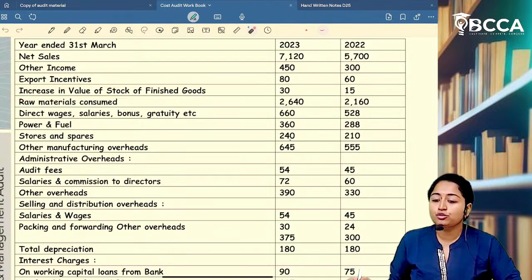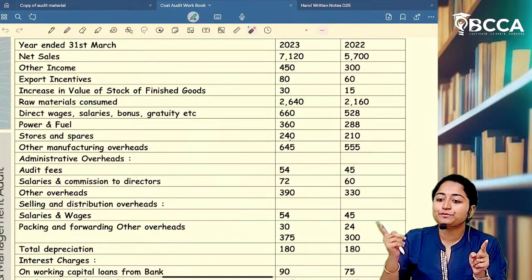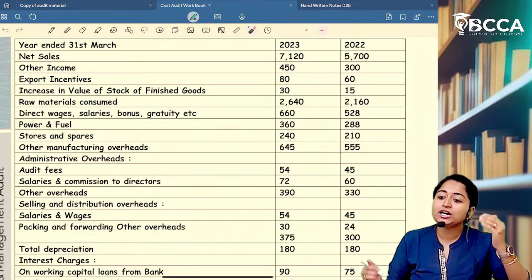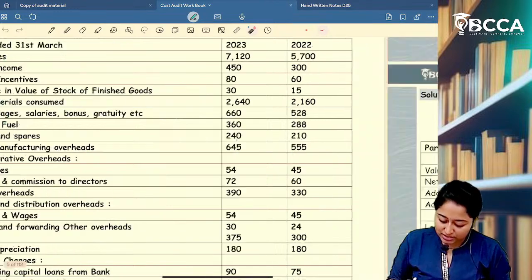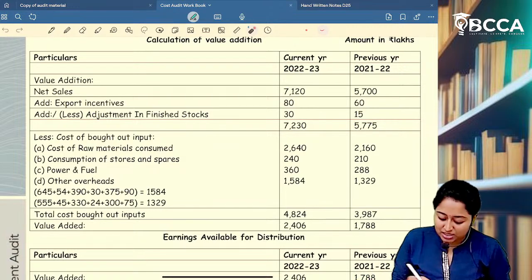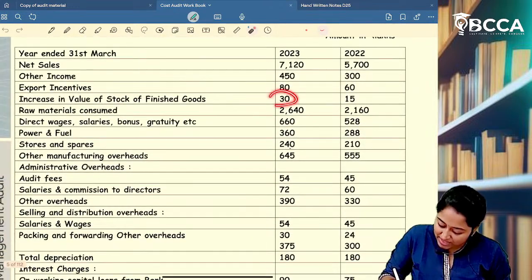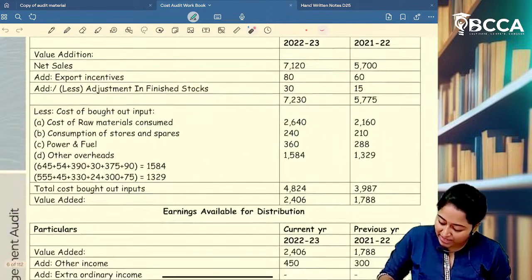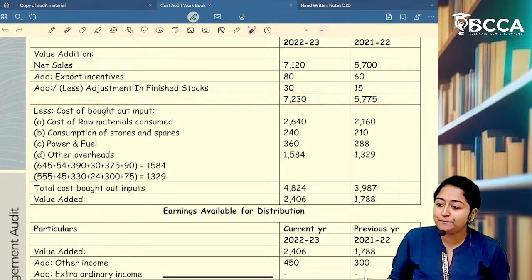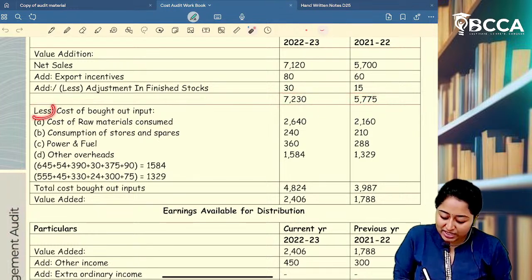I have told you finished goods and profit have the same effect, while opening stock and profit have an adverse effect. So if finished stock is increasing, profit will also increase. So we will add this finished goods adjustment to the sales. So add the adjustment in finished stock, which is given as 30 and 15. Then we'll get this total. Here we'll write it as net revenue from operations. And from net revenue from operations, we'll reduce what?